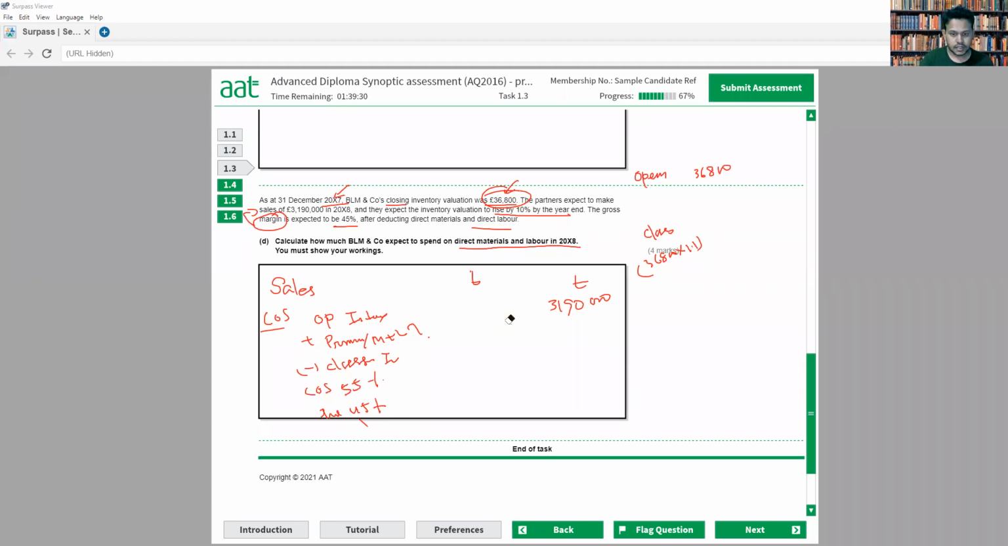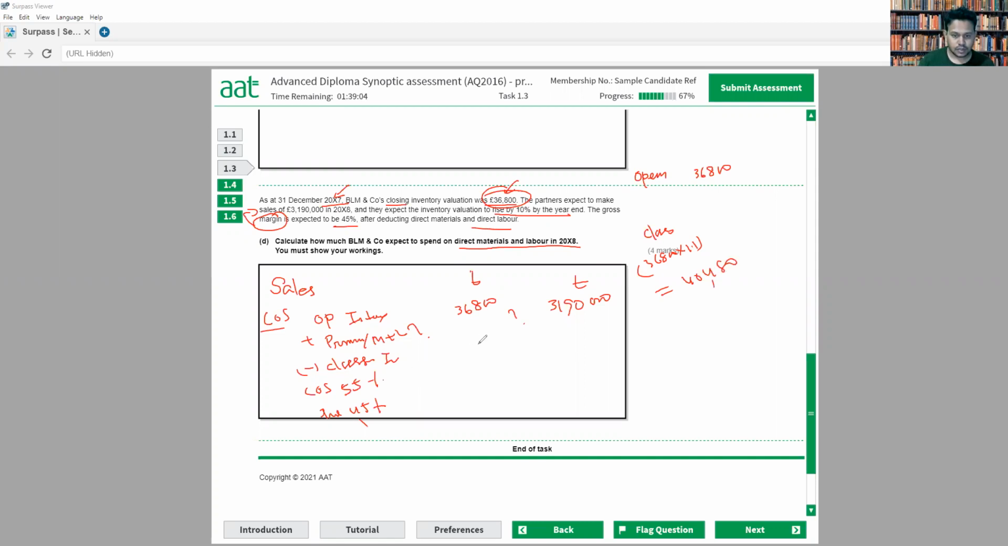It's not going to see it here. Okay, so opening inventory 36,800. Then the material, I don't know, I have to find it out. Closing inventory I have, so 36,800 times 1.1, it will be increased by 10%. So that will be 40,480.